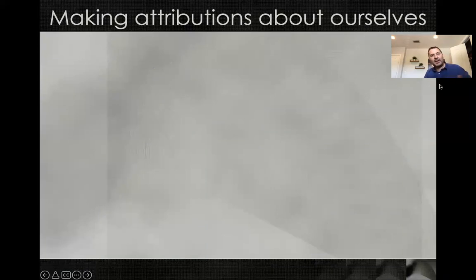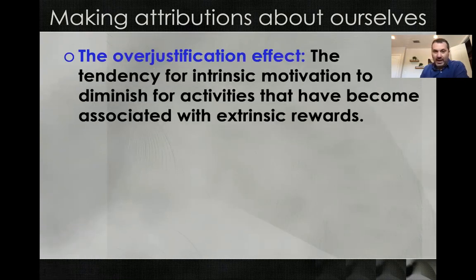And I want to keep talking about this tendency that we have to make attributions for ourselves, because there's a third attributional bias on top of the fundamental attribution error, on top of the actor-observer effect, that I think is really interesting as well. And it has to do with how we make attributions for our own behavior. And this bias is something known as the over-justification effect. So here's the basic idea with the over-justification effect.